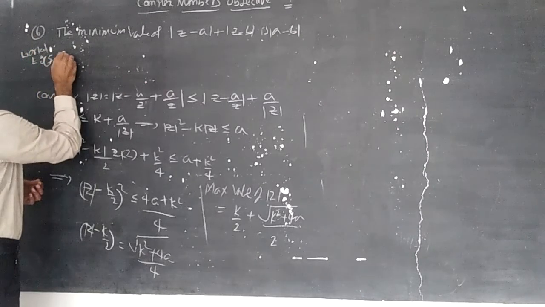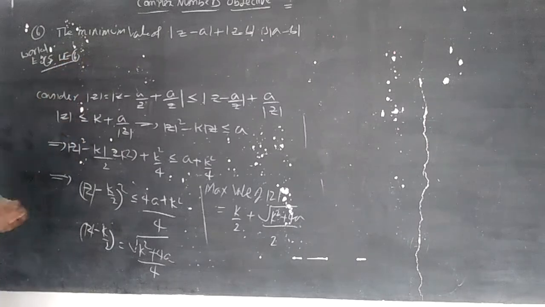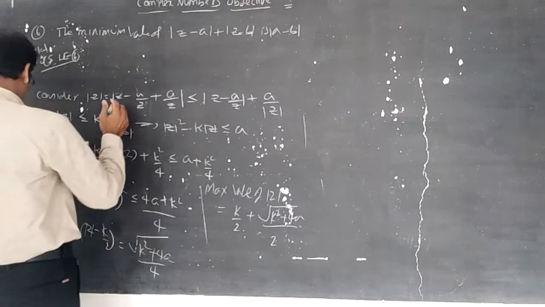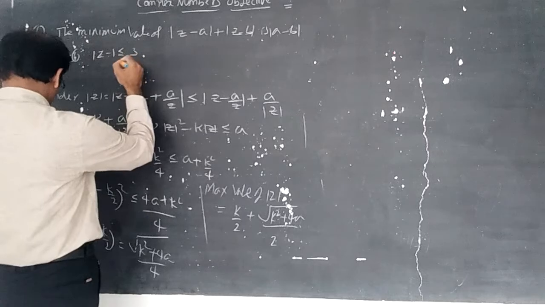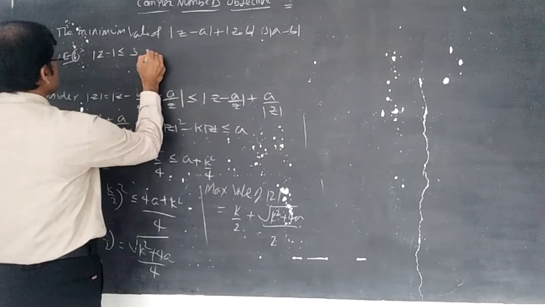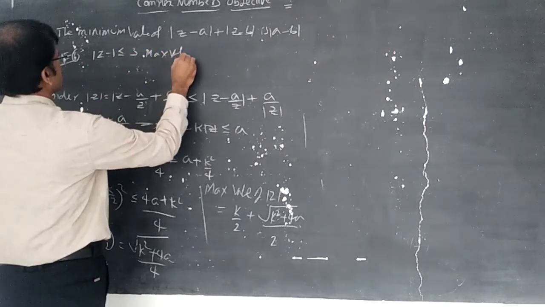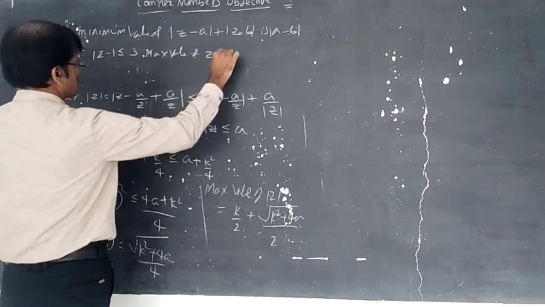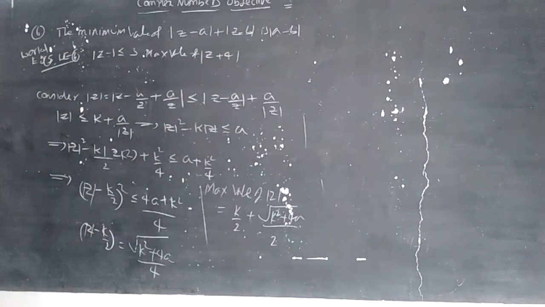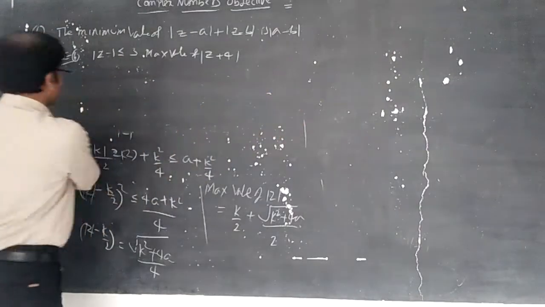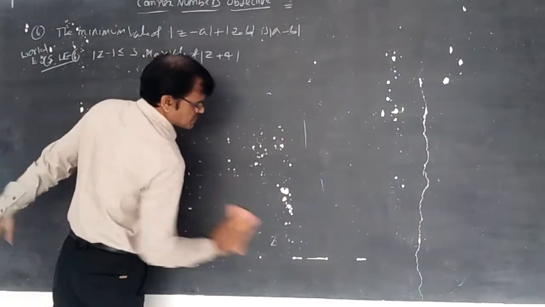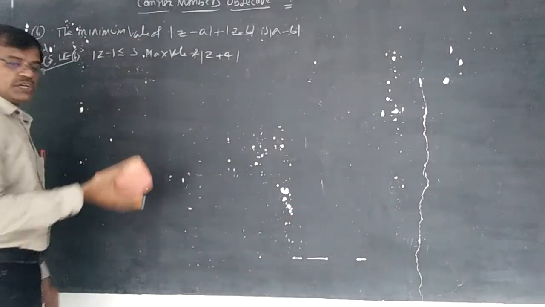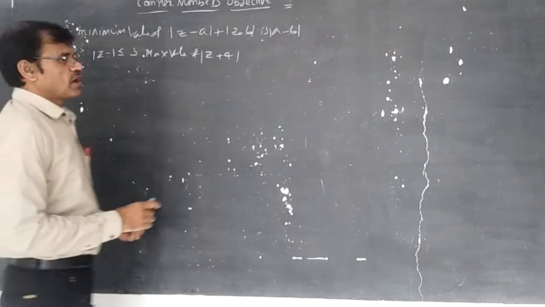Worked example 5, worked example 6. Worked example 5: modulus of z minus 1 is less than or equal to 3. Find the max value of modulus of z plus 4. Modulus of z minus 1 less than or equal to 3 is the given value. Now, you need to convert the given modulus into the form of the value which is required.